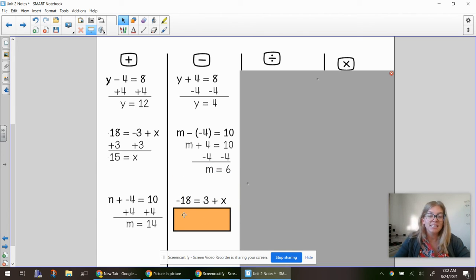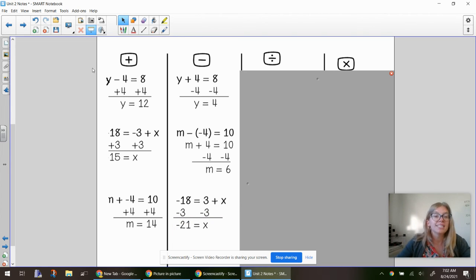Then I have negative 18 equals 3 plus x. Subtract 3 from both sides, and I have negative 21 equals x. Notice that I'm always trying to get this variable by itself. So I'm always performing my operation on whatever is on the same side of the equal sign as that variable.